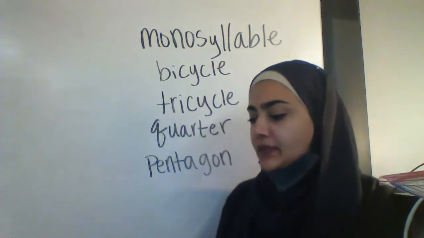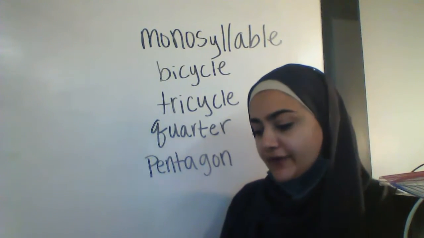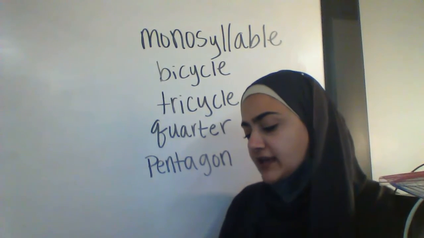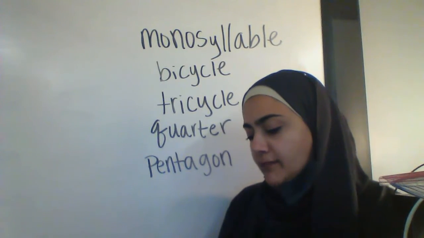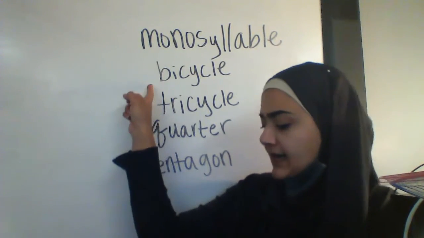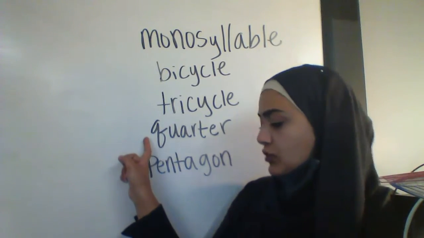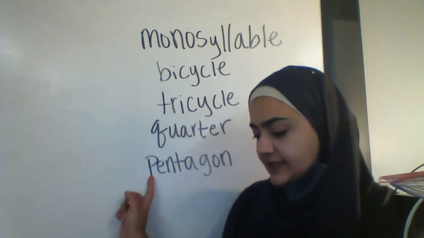Okay, I wrote some words on the board behind me. These words have something in common. They each have a prefix. These prefixes are special because they each stand for a number. You probably already know some of these prefixes, but a few of them may be new to you. The prefixes on the words are mono, bi, tri, quar or quad, and penta.